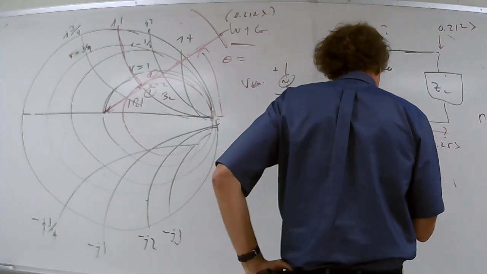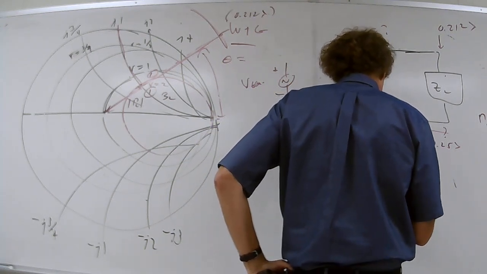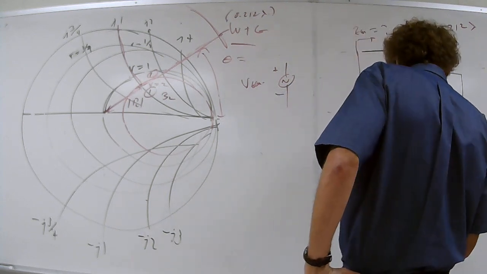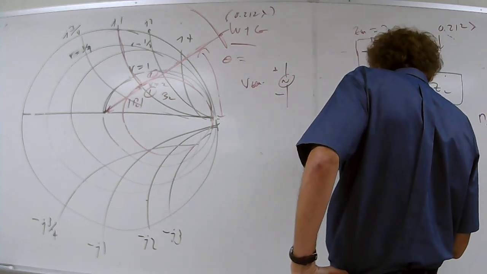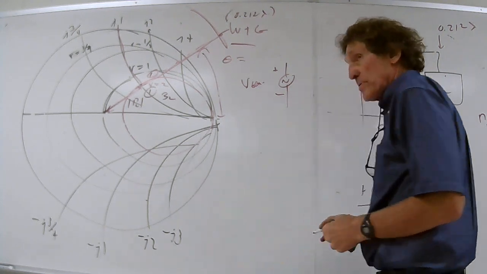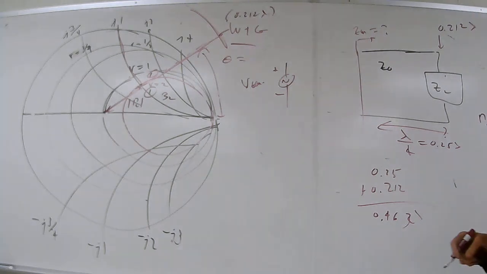So what do you get? So you get 0.25 plus 0.212, and what's that going to be? So it's 0.462 lambda. Do you agree with that, class? I know you don't have your compass, I should have mailed this to you, but work with me on this one. You all good with that?